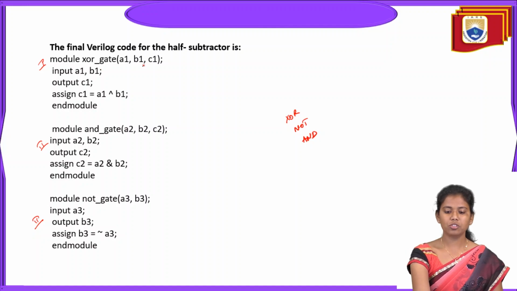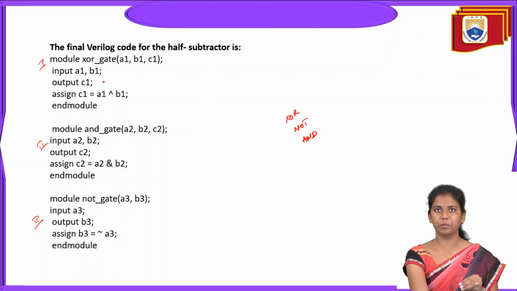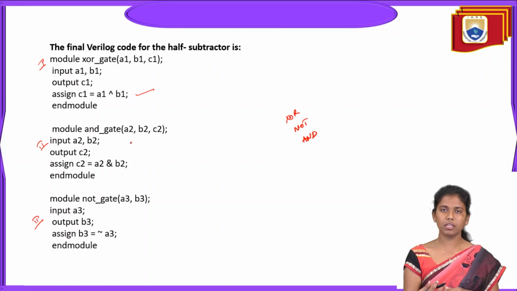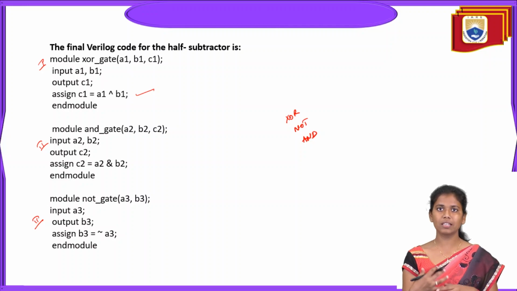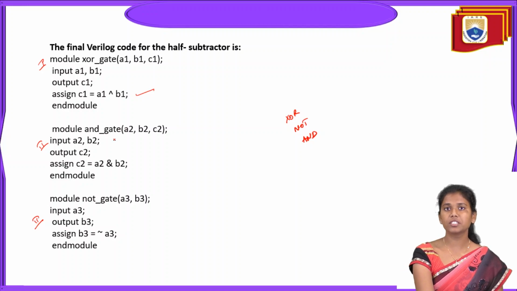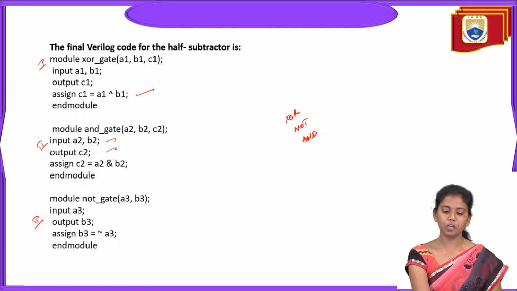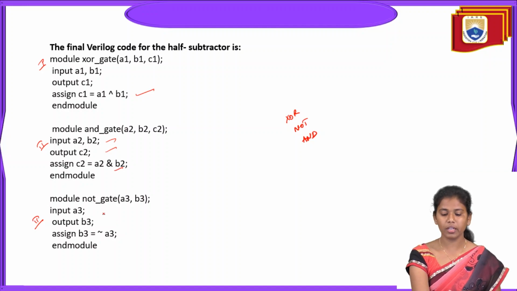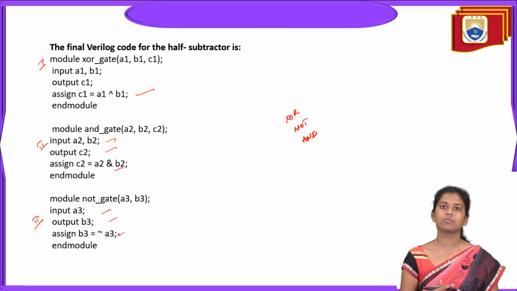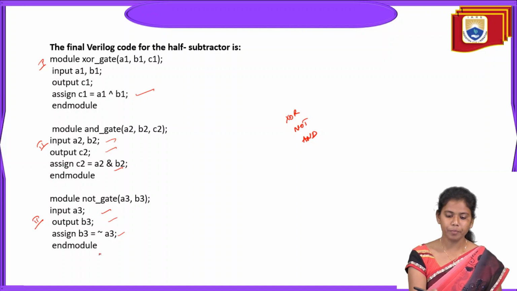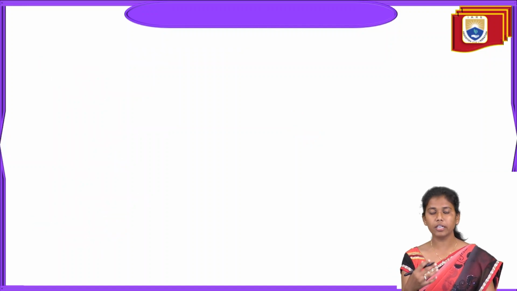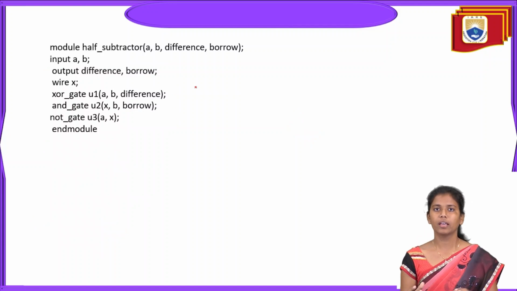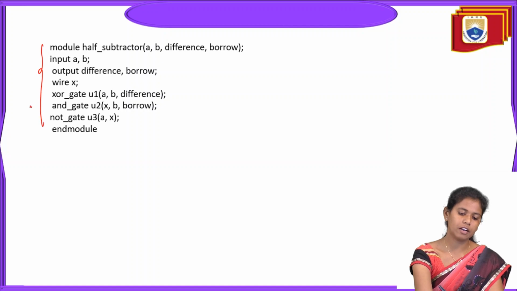Module XOR gate, initializing input, output, and the assign keyword. Then we move on to the second stage, the instantiation of the AND gate: input, output, and the assign. And coming to the third gate, the NOT gate: input, output, and the assign. And finally, the end module. The third part is about the connection. So this is the actual part of this half subtractor.